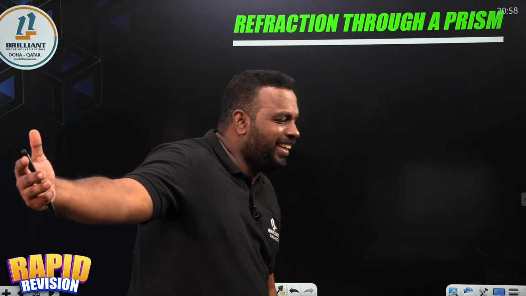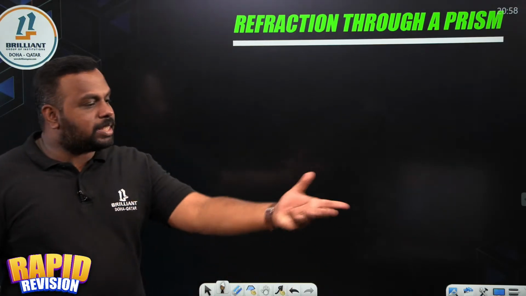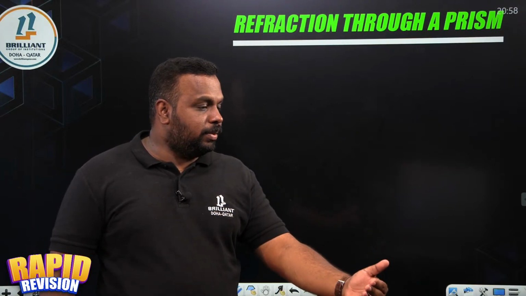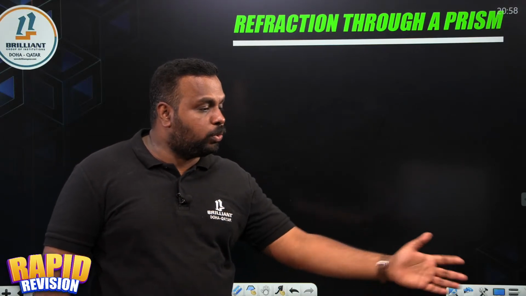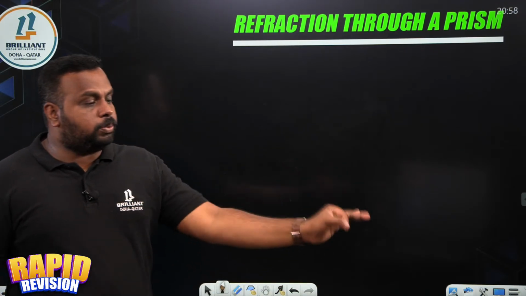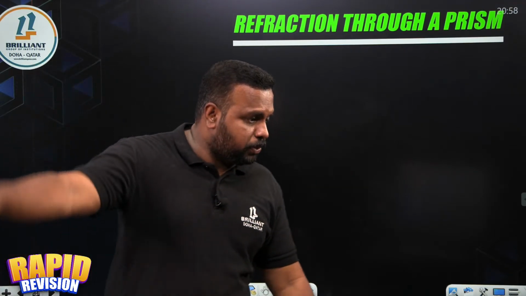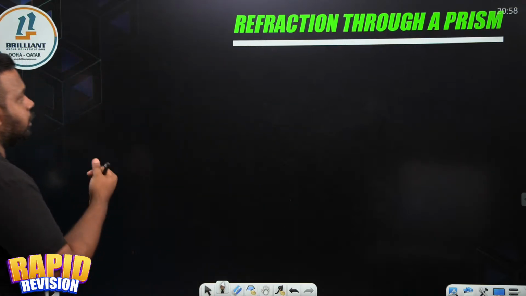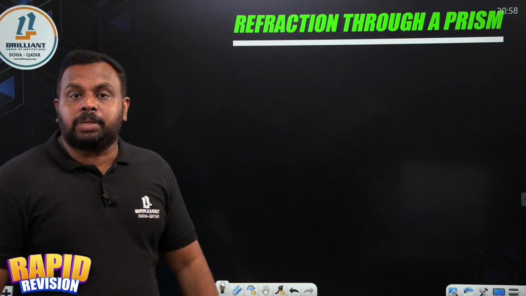We are studying in optical instruments how to find, if they are not in contact, the magnification and focal length and all. Focal length is fixed. You have to find the magnification separately and substitute. Okay? Right. Refraction through a prism.